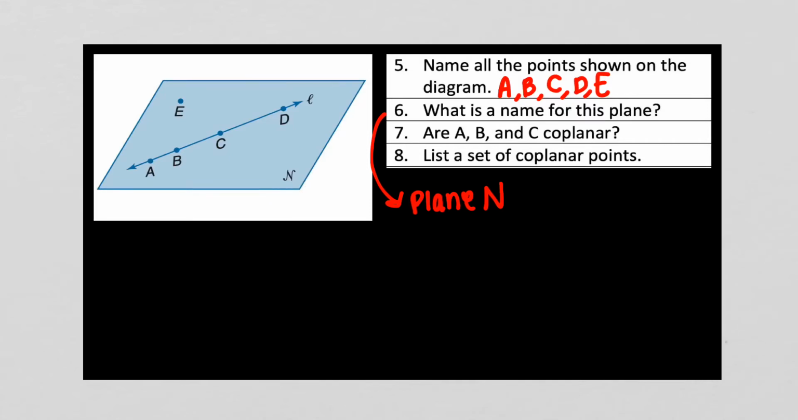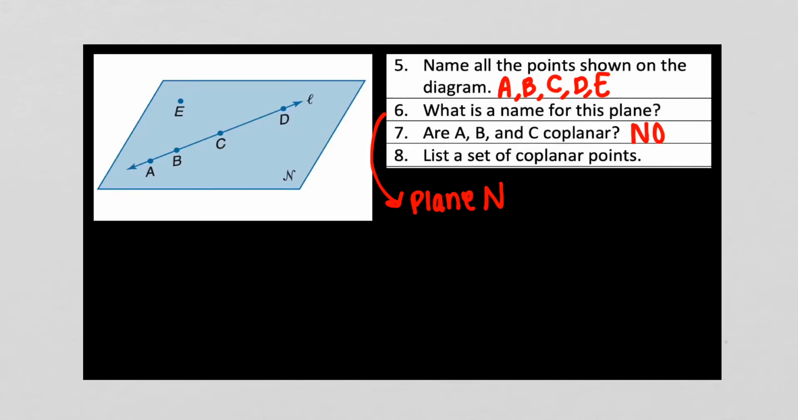Number 7, are A, B, and C coplanar? So I have A, B, and C. If you look, there's a line already drawn through them. I know A, B, and C are collinear. So because they're collinear, they cannot be coplanar.